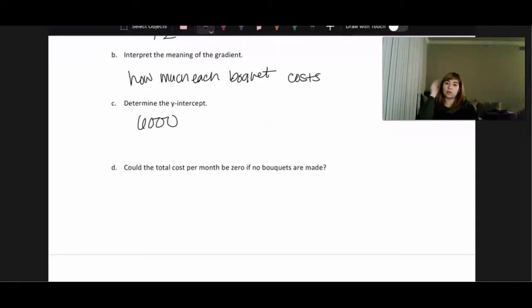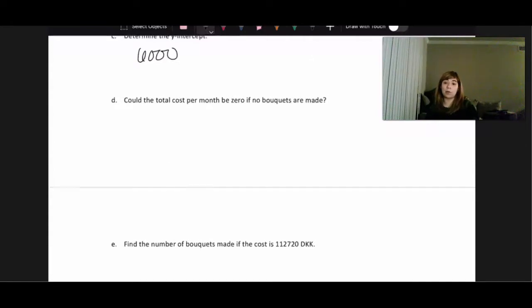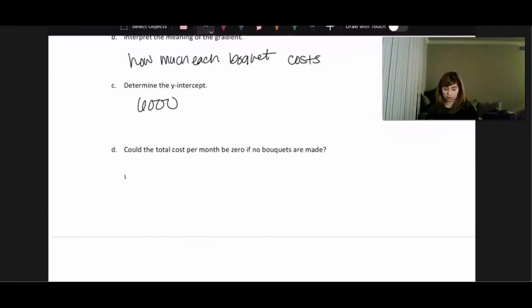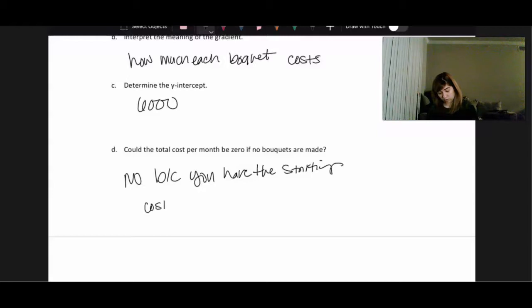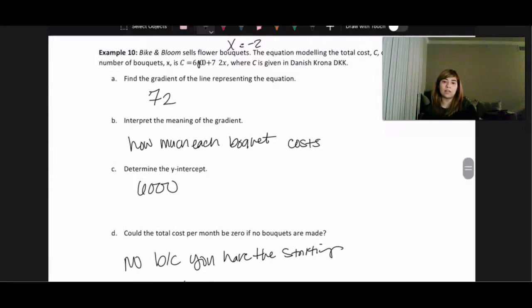No matter what, even if you don't sell any bouquets or you don't order any bouquets, you always have to pay that $6,000. Now, could the total cost per month be zero if no bouquets are made? Well, we should talk about this. No. Because you always have starting costs. If you sell 0 bouquets, then that's 0 times 72, but you're still left with that 6,000 in the equation. So it's never 0. You always have to pay, which is the reality in business. Even if you don't sell anything or order anything, usually you're still paying costs.